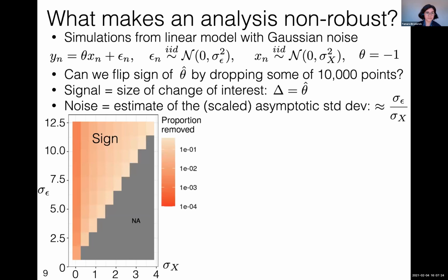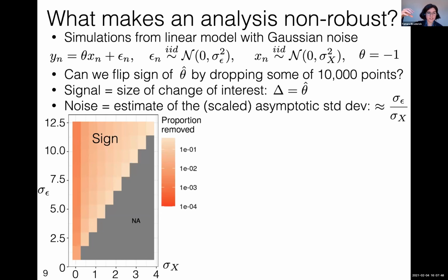So what we're going to do here is a whole bunch of simulations. Every little block in this plot is a simulation. On the horizontal axis, we're varying sigma x. On the vertical axis, we're varying sigma epsilon. In that lower right-hand corner, where everything is gray, that's where for each one of our simulations, there was no proportion of the data we could remove to change the sign.